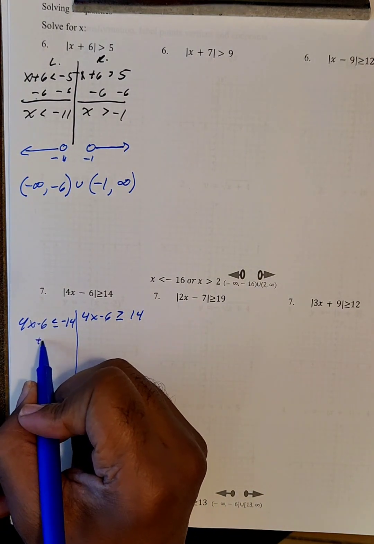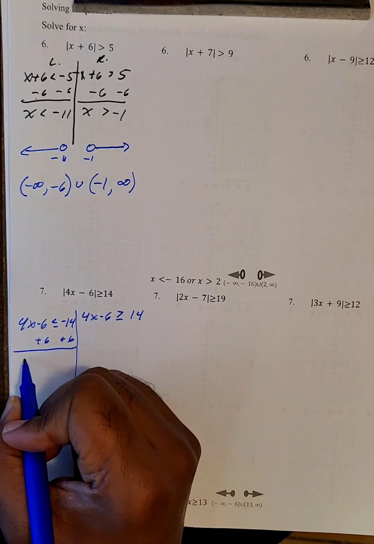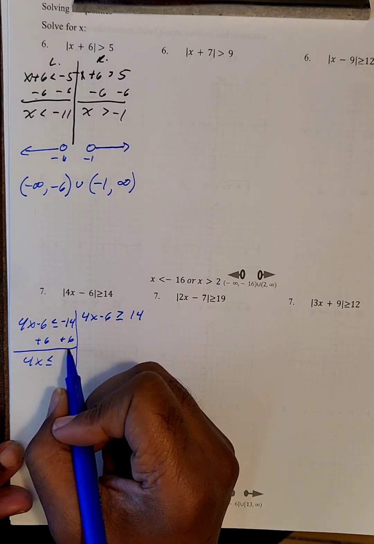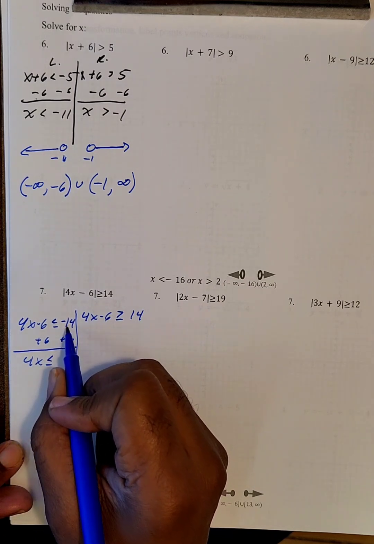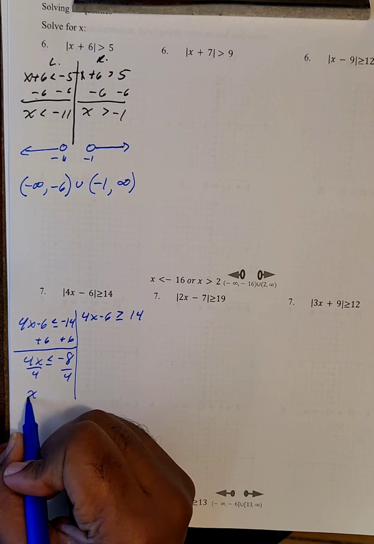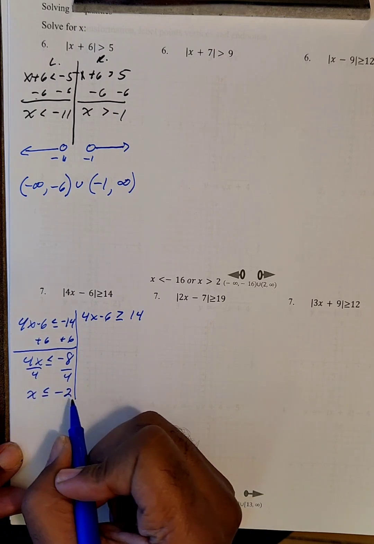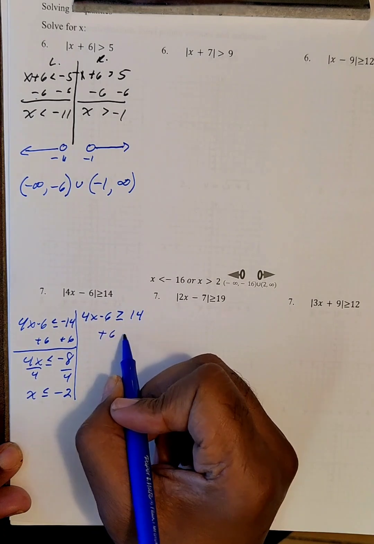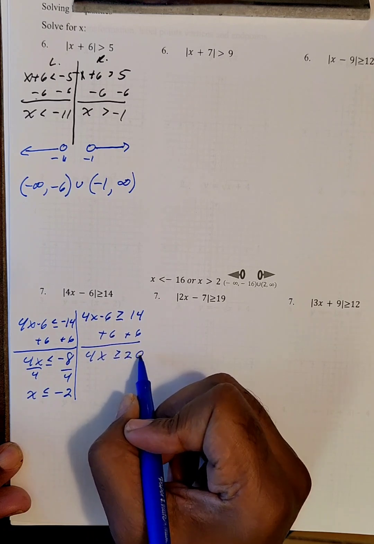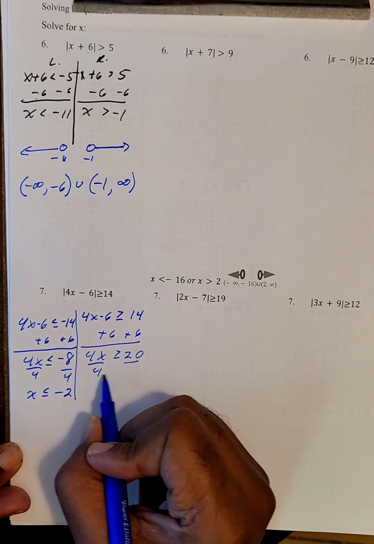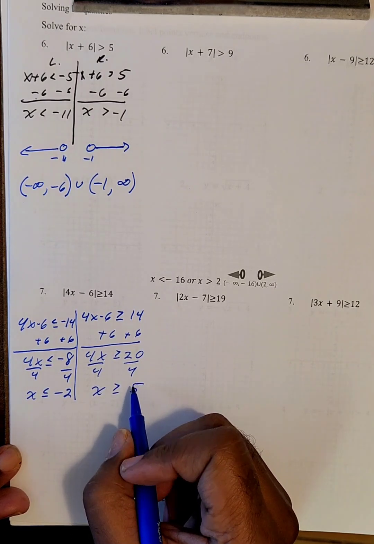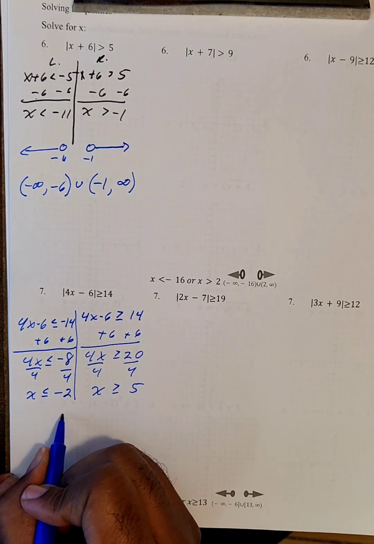Over here, I'll add 6 to both sides, and I'll get 4x is less than or equal to, let's see, it's 4 plus 4 is 8. And with a bigger sign wins, that's negative 8. And then we'll divide by 4 on both sides, and we'll get x is less than or equal to negative 2. Over here, I'm going to add 6 to both sides, and we'll get 4x is greater than or equal to 20. I'll divide both sides by 4, and we'll end up with x is greater than or equal to 5.